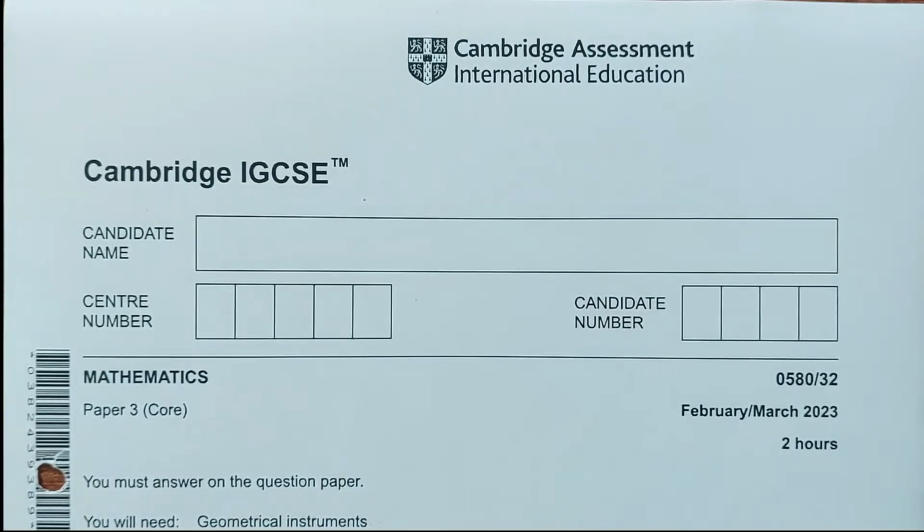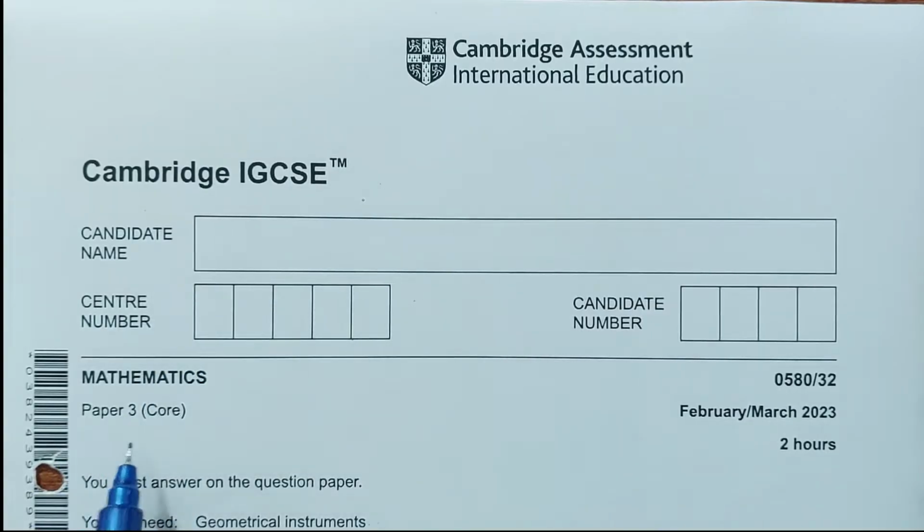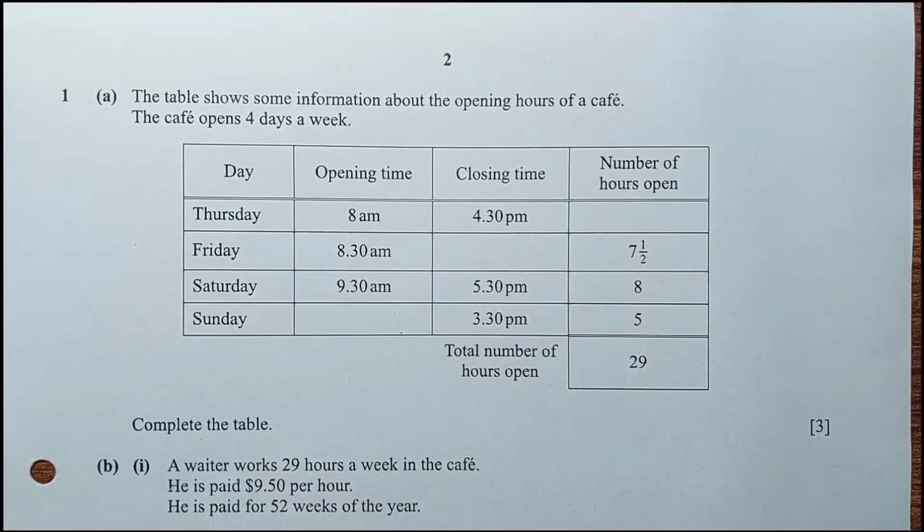Hi everyone, in this video I'm going to solve Cambridge IGCSE Mathematics Paper 3 Core, in the February-March 2023 session, Paper 3-2. So let's start with the first question. Question number 1, Part A.